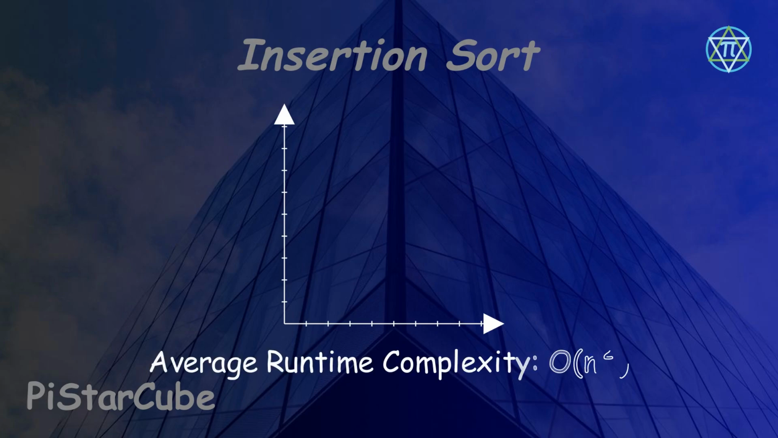Insertion sort has a best case time complexity of O(n) when the array is already sorted. In the average and worst cases, as we discussed, it performs O(n²) comparisons and shifts. You can see the average case growth visualized in the graph on the screen. So it's efficient for small or nearly sorted datasets, but not ideal for large unsorted lists.